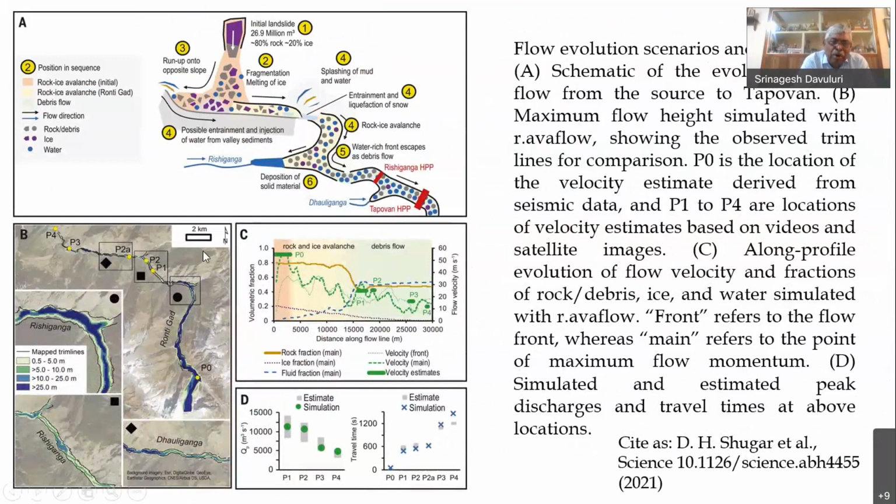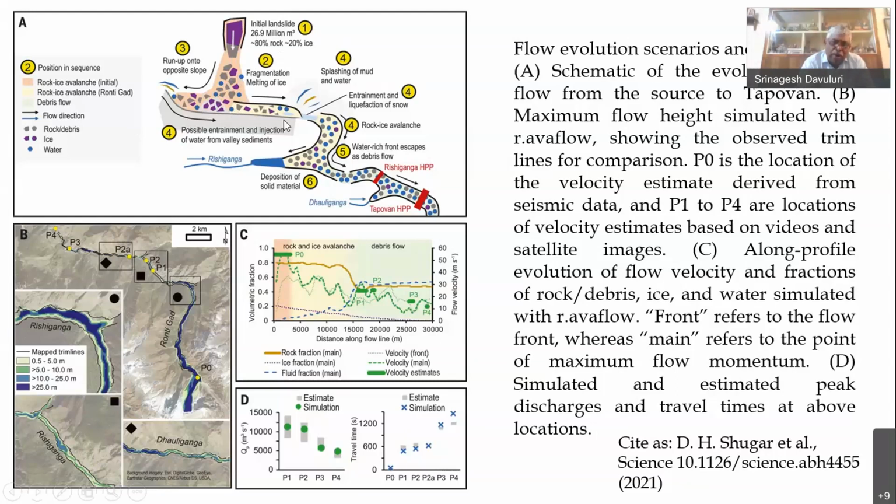So to give more of a demonstration, in the initial landslide, 26.9 million cubic meters of mass fell down, 80% rock and 20% ice. While falling, because of the heat created while the sliding is happening, the fragmentation and the melting of ice starts. And once it hits the ground, the run-up onto the opposite slope happens. And then the possible entrainment and injection of water from valley sediment starts.